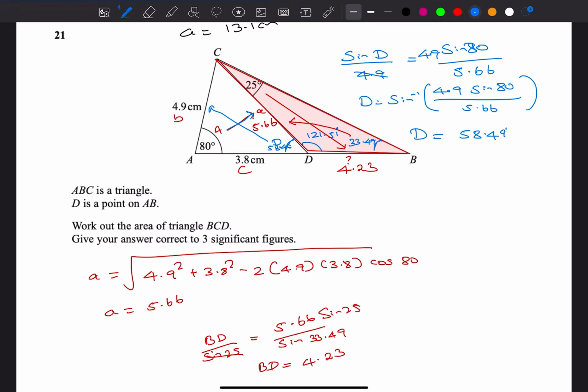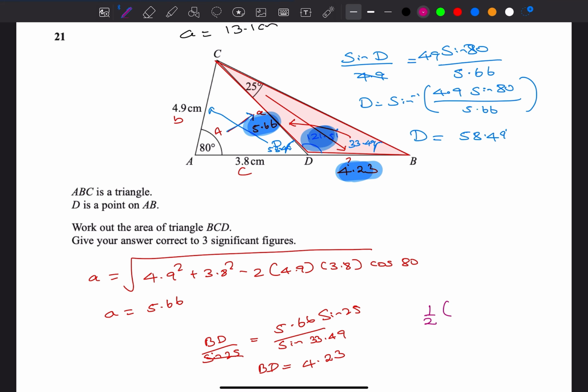If that's 4.23, then remember the area of a triangle. If these two are the sides, then the angle is here. Half of AB: 5.66 times 4.23 times sine 121.51, which is 10.2 to 3 significant figures.